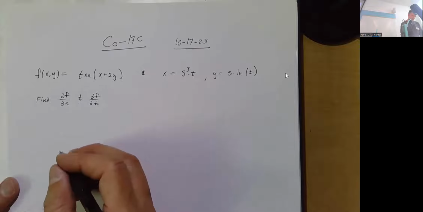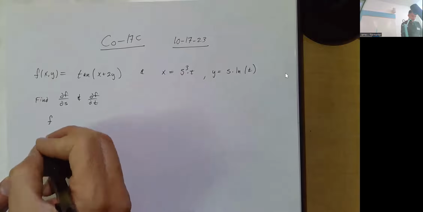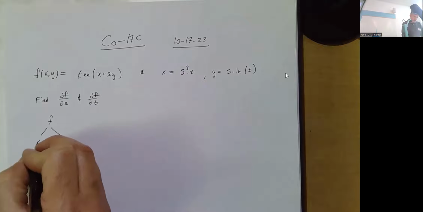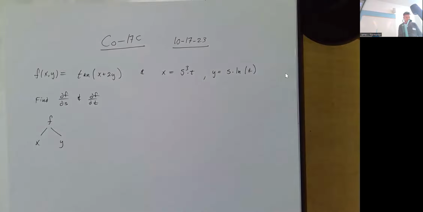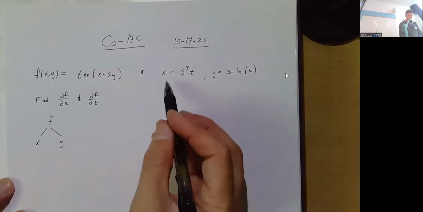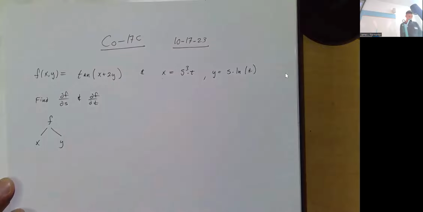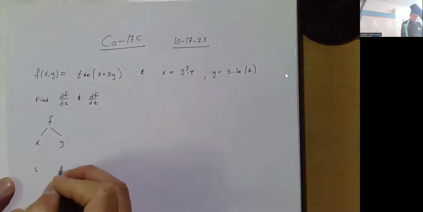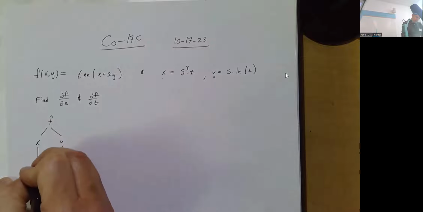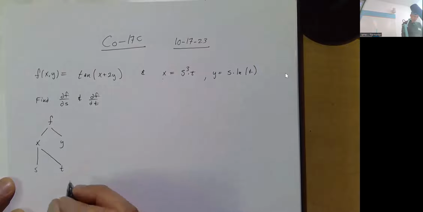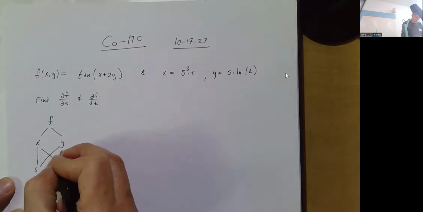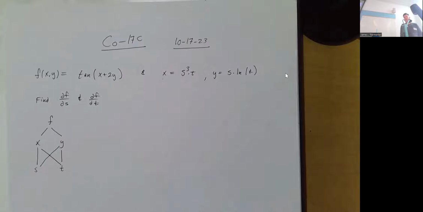So let's draw our little map. F is a function of, at the first level, x and y. We have f of x, y is tangent of x plus 2y. And then at the next level, both x and y are functions of both s and t. We got s and t down here, and we need both a path from x to s and from x to t, and a path from y to s, and a path from y to t. So that we have all the ways of getting from f to s and all the ways of getting from f to t. So let's just write out the expression for del f del s.